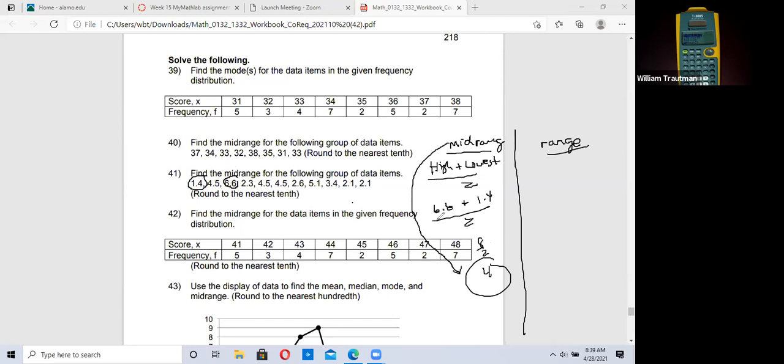Next, we're going to do the range. The range is the highest piece of data minus the lowest piece of data. You don't divide by 2. It's just the highest minus the lowest. 6.6 minus 1.4, and I get 5.2. So the mid-range is 4. The range is 5.2.